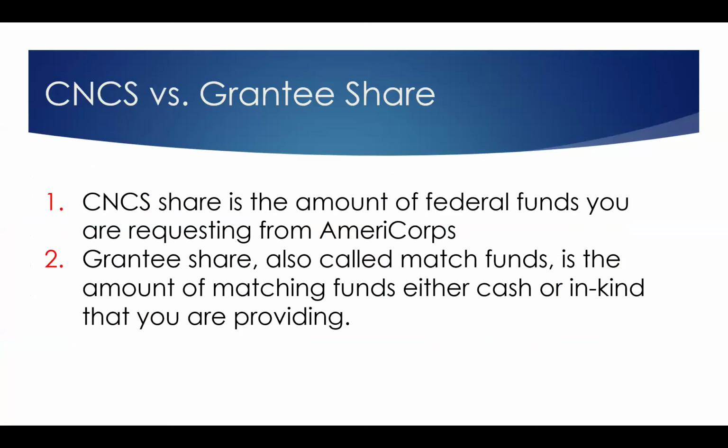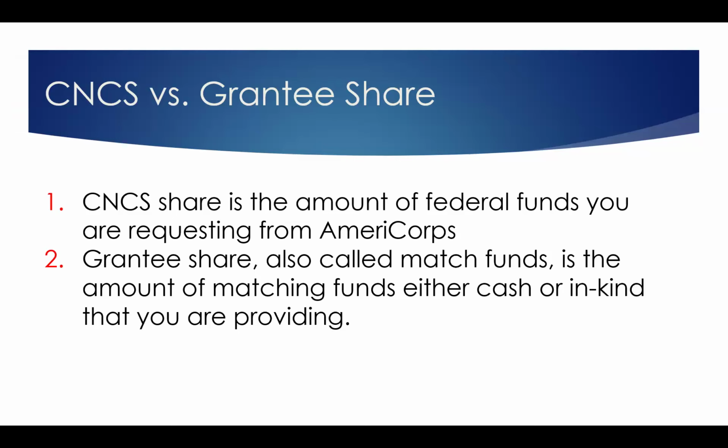AmeriCorps, the federal agency by law, is still known as the Corporation for National and Community Service, or CNCS. During COVID, they did a large rebranding effort and everything came under the name AmeriCorps. However, by law, since the agency is still known as the Corporation for National and Community Service, or CNCS, you will still see this language in the RFGA and application instructions, mostly in the budget section.